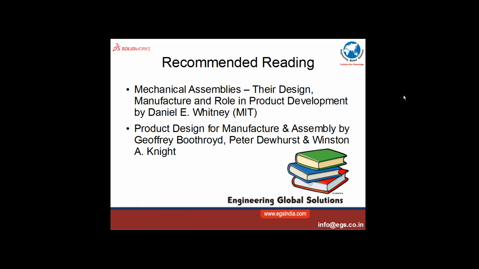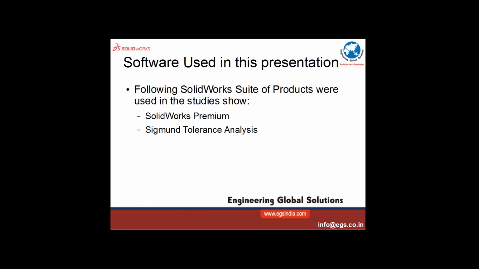The recommended reading, some of which has been used in this presentation, are Mechanical Assemblies, their development, manufacture and role in product development by Daniel Whitney, professor at MIT. I'm reminded of a saying that goes in the first chapter: in the final analysis, assembly is the moment of truth. Final assembly is the moment of truth. The next book is Product Design for Manufacture and Assembly by Boothroyd, Dewhurst, and Winston Knight. The software used in this presentation are SolidWorks Premium and Segment Tolerance Analysis for intelligent manufacturing and improving yield considerably.